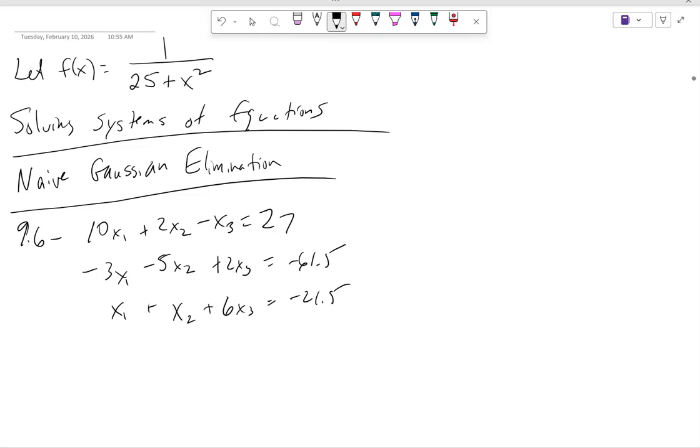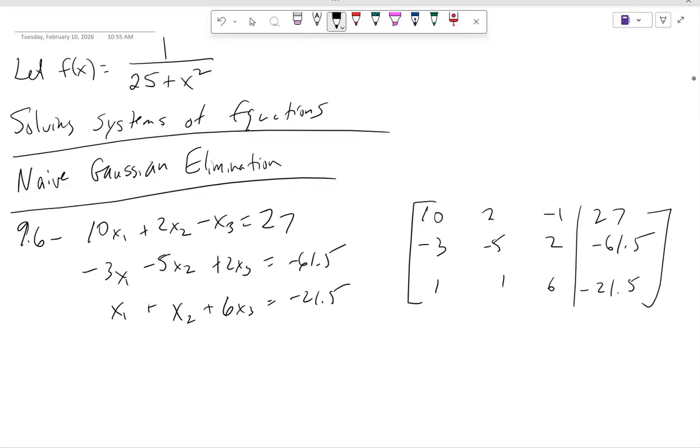All right. First thing we always do is make our augmented system, right? So pull out our coefficients. Some books don't put the little vertical line in there. I always put the vertical line when I'm separating my constants just so I can see them. So I have the coefficient matrix, and I've got my constant vector.